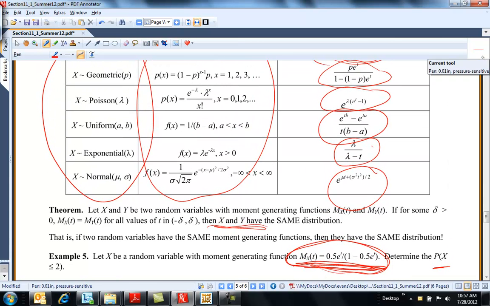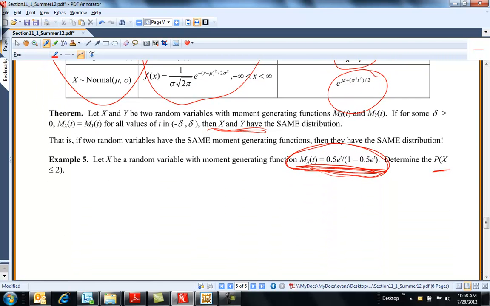It has an e in the top. You can kind of see it has an e on the bottom. It has to be this one, right? So notice that p, if p is 0.5, that works out. And then this would be 1 minus 0.5. That would work out. So this random variable x must be a geometric random variable with parameter 1/2.